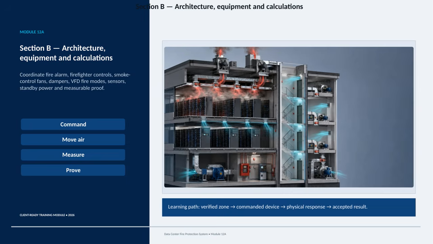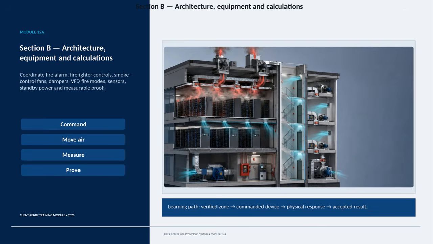We begin with a confirmed zone, then issue a command to the appropriate device. That command should produce the intended physical response, such as moving air or changing equipment operation. Finally, we measure the result and prove that it meets the expected outcome. Verified zone, commanded device, physical response, accepted result.